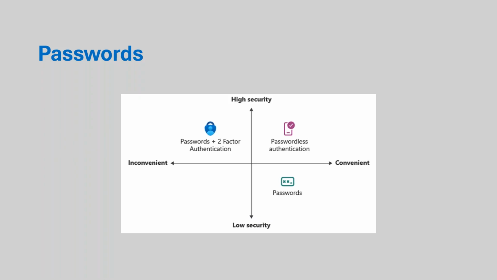Now, what we really want, at least for now, I think the minimum today is in that upper left-hand corner. We want at least passwords with two-factor authentication. That's where you should be today. It's a little less convenient because you're not only entering user ID and password, you're doing a third thing by entering the multi-factor authentication. So that's why it's considered a little less convenient.